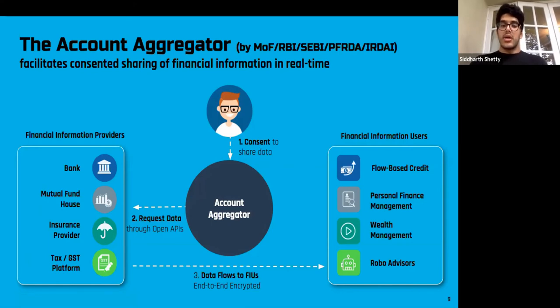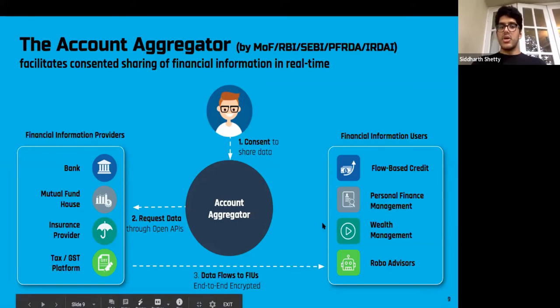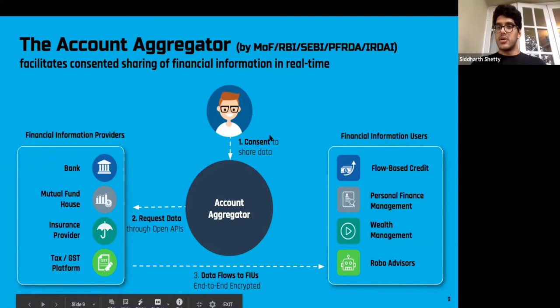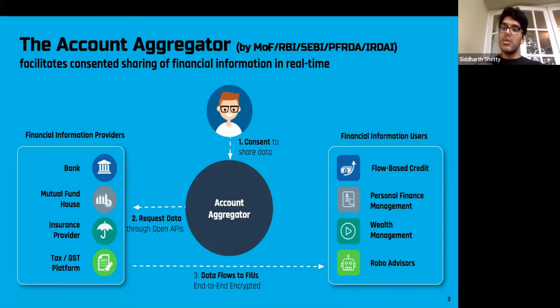And essentially, a user can then register with any AA of their choice, link these available accounts, and seamlessly share this information for a range of use cases. To start off with, this is happening within a set of entities that are registered or regulated by one of the sectoral regulators, RBI, SEBI, PFRDA, IRDAI, or the Ministry of Finance. And over a period of time, it will be opened up to unregulated players as well. Like I mentioned to you, the US consulate example, or many other use cases you can think of.